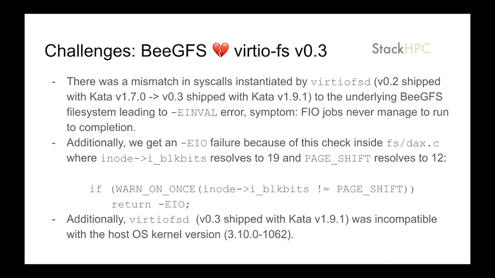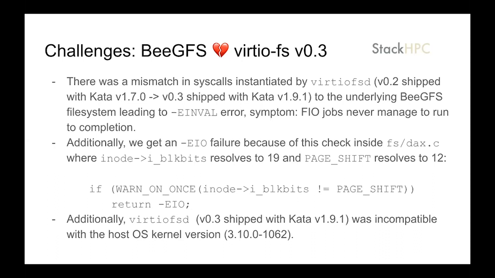Yeah. So, one of the challenges that we faced early on was that BeeGFS and virtio-fs did not cooperate very well. It's to do with the syscalls instantiated by virtio-fs, and the underlying BeeGFS file system wasn't able to execute some of them. So we basically had to make some changes to the code to ignore this, because it wasn't actually causing any problem, it was just an additional unnecessary check which wasn't required.